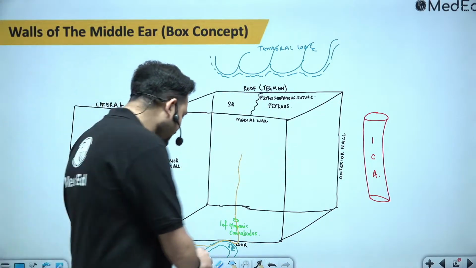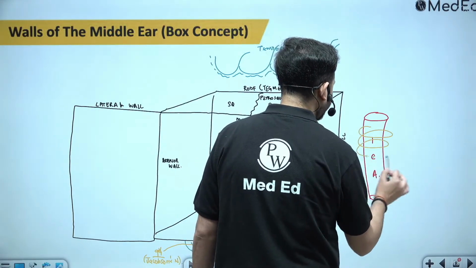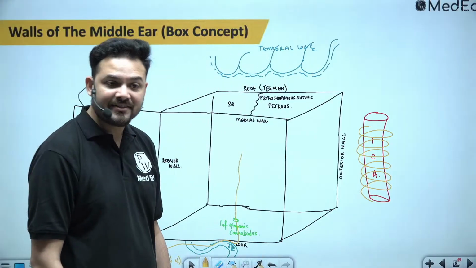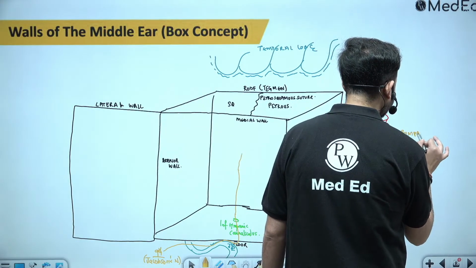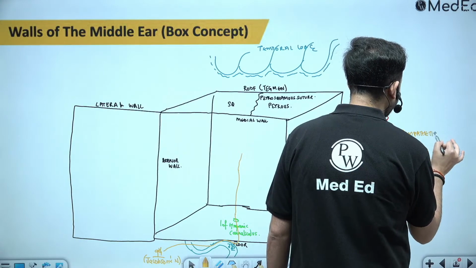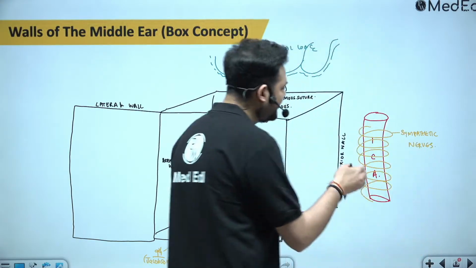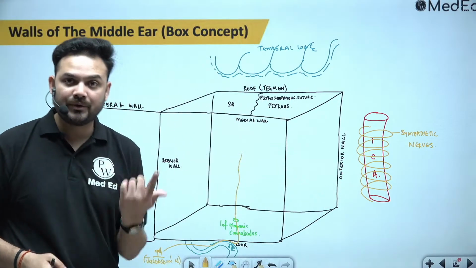Now, इंटरनल कैरोटिड आर्टरी के अराउंड एक प्लेक्सस होता है. There is a plexus of nerves around the internal carotid artery, right? And this plexus of nerves is basically sympathetic. They are sympathetic nerves, which are present as a loop around the internal carotid artery.